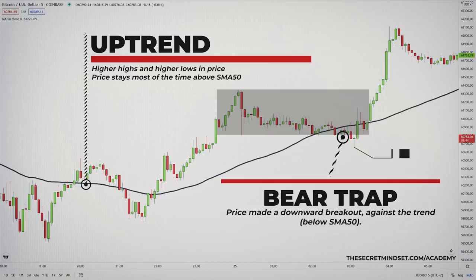The wick of this candle is the first clue that the market has upward plans. Once the price closed above the 50 simple moving average, you have the uptrend on your side, and a lot of traders trapped on the short side, eager to get off their losing positions.